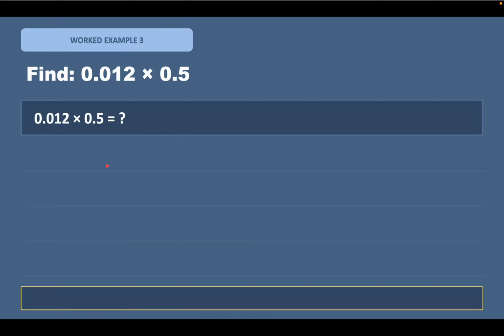Okay, here's another one. The first question we asked: how many places are needed? Let's count them. 1, 2, 3, 4. So we need 4 places in our answer behind the decimal point. And then we multiply our whole numbers. So 12 times 5, and that is a math fact that we should know. 12 times 5 is 60.